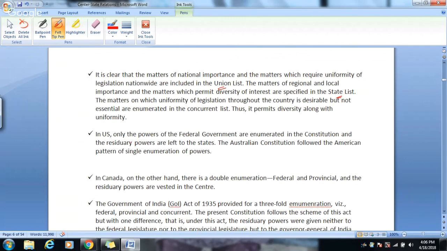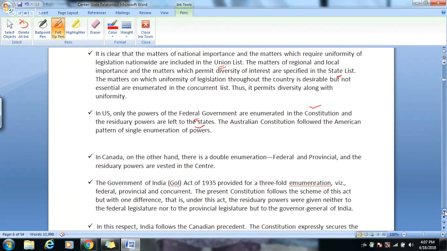Then in the US, if we see, only the powers of the federal government are enumerated in the constitution, and the residuary powers are left to the states. So the Australian constitution followed the American pattern of single enumeration of powers. Whereas in Canada we see that there is a double enumeration, that is federal and provincial, and the residuary powers are vested in the center.